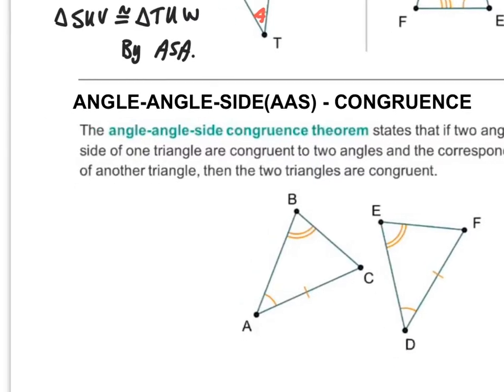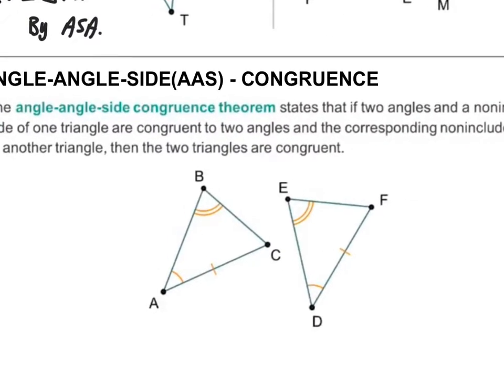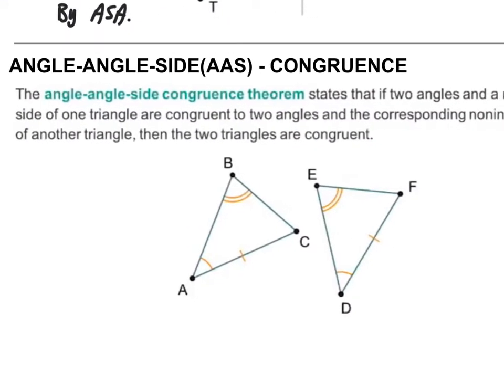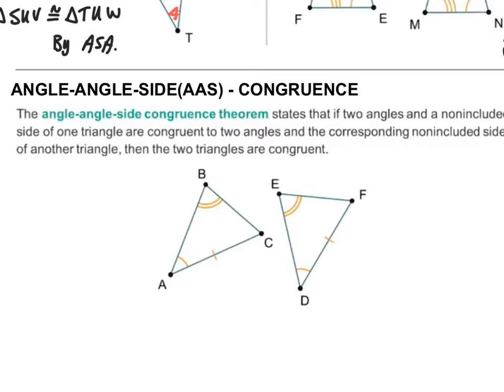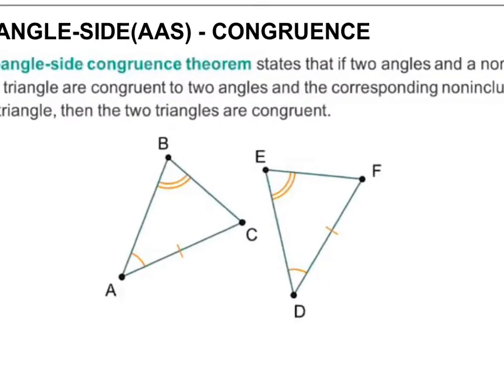Okay, now let's talk about the angle-side congruence theorem. That means that if two angles and a non-included side of one triangle are congruent to two angles and the corresponding non-included side of another triangle, then the two triangles are congruent. So, angle, side. Let's come over here and take a look at something.